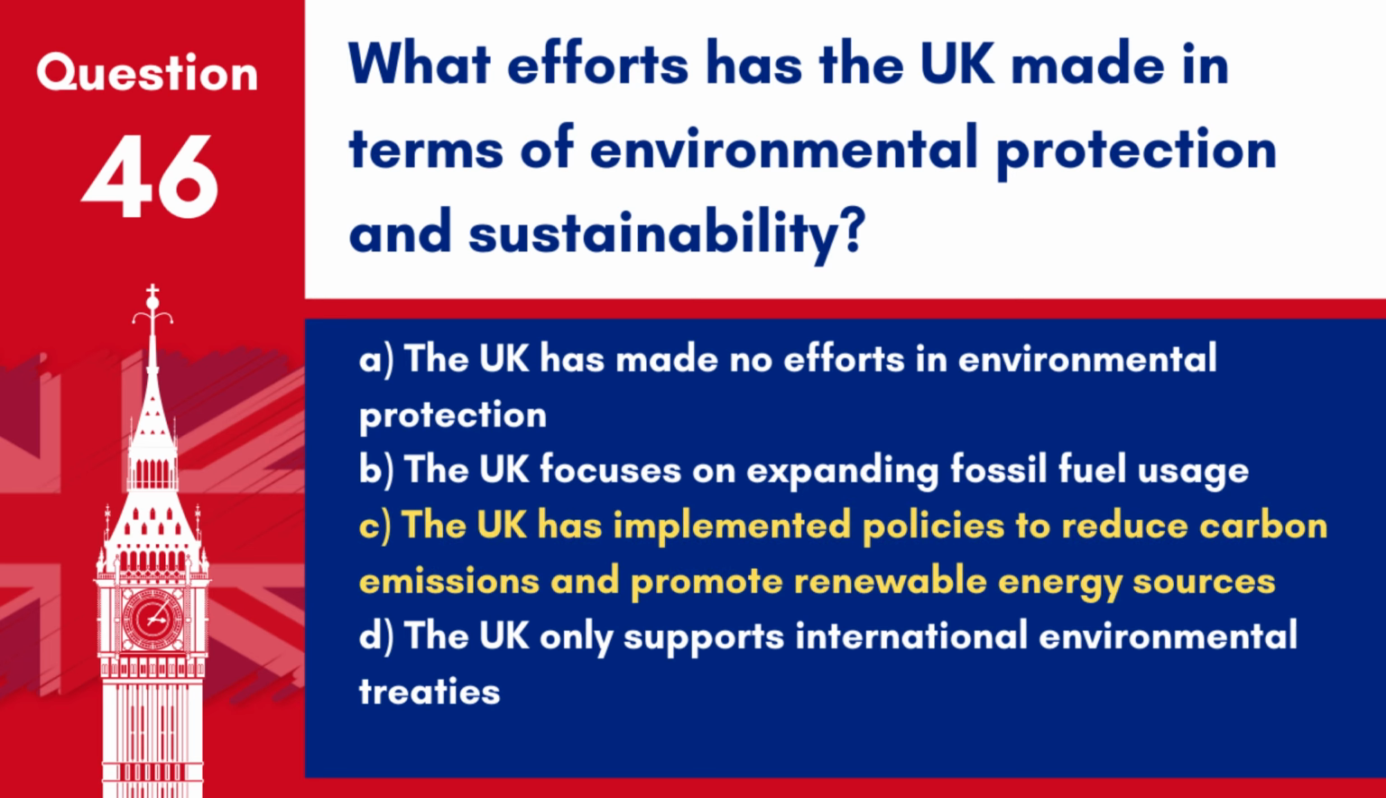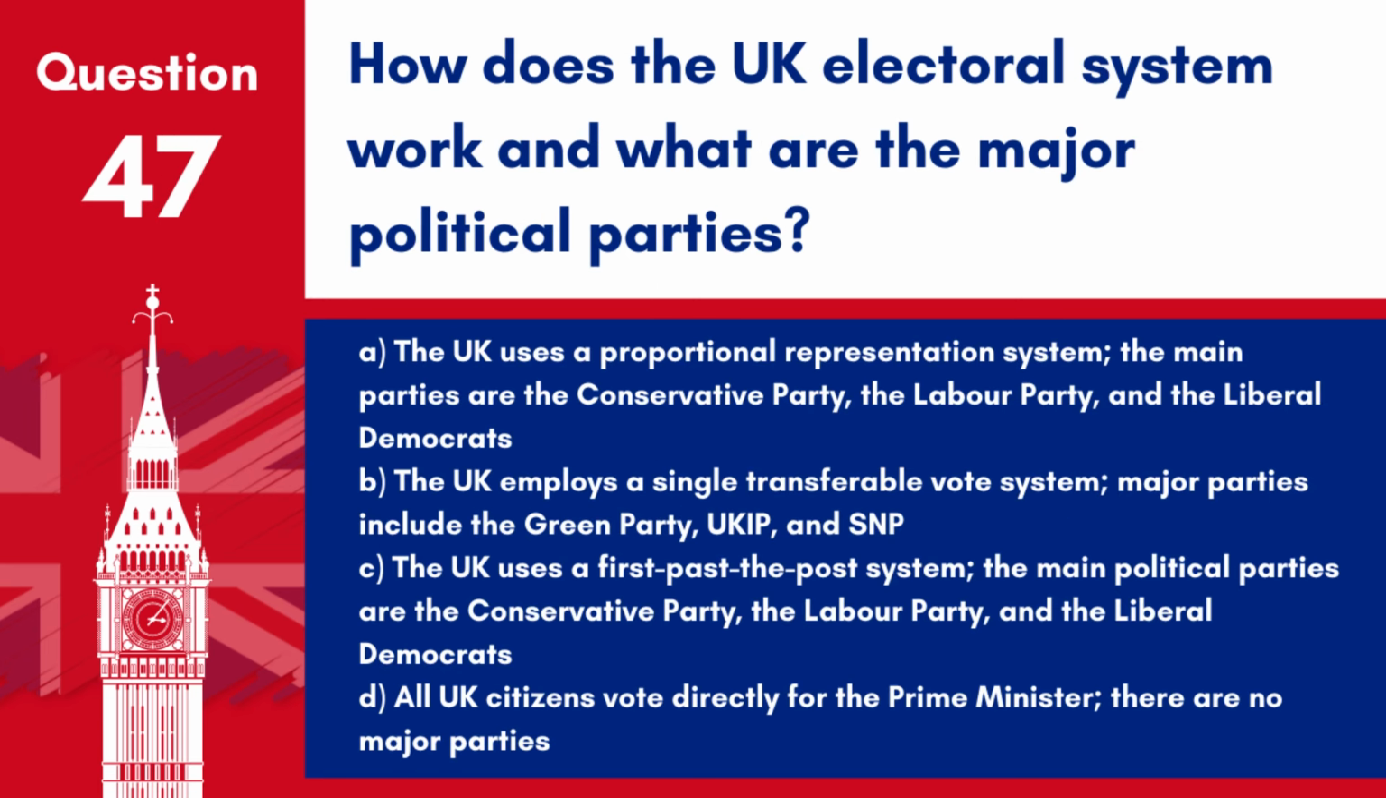Answer: C. The UK has implemented policies to reduce carbon emissions and promote renewable energy sources. The UK government has committed to environmental protection and sustainability through various policies aimed at reducing carbon emissions, increasing the use of renewable energy sources, and promoting sustainable practices. Question 47. How does the UK electoral system work, and what are the major political parties?